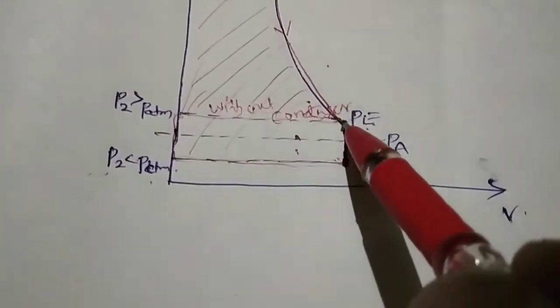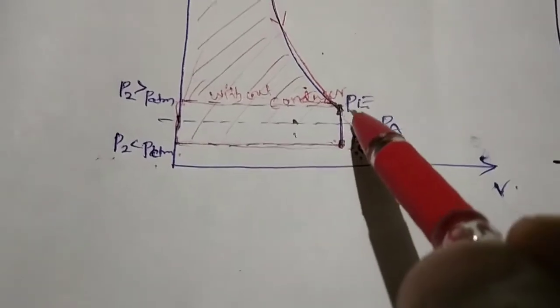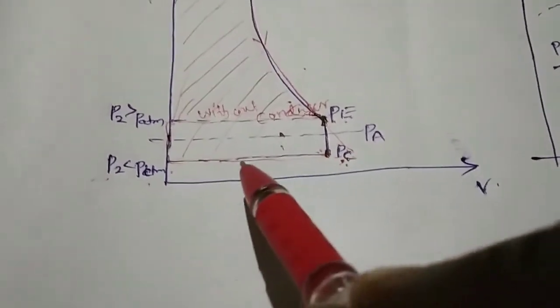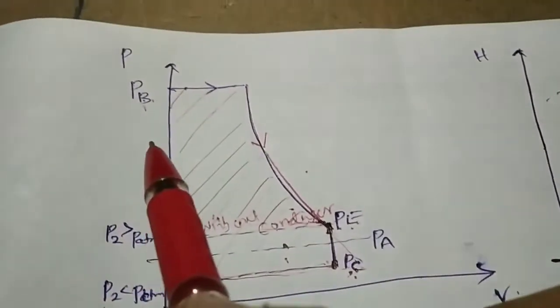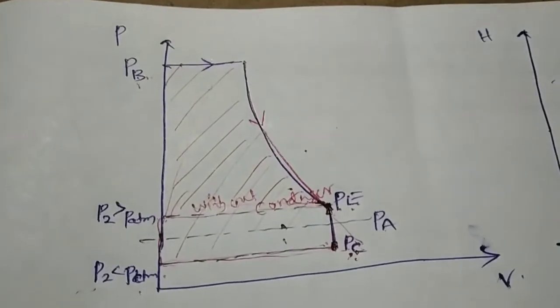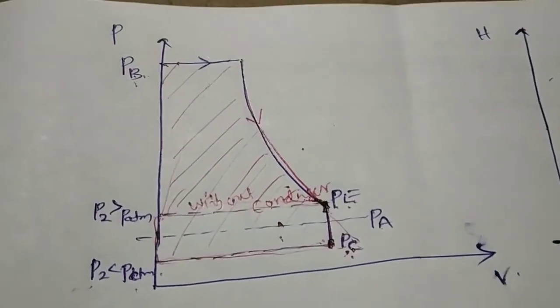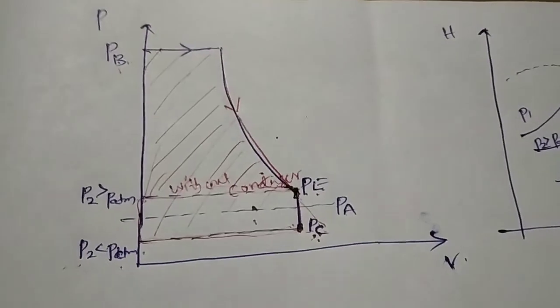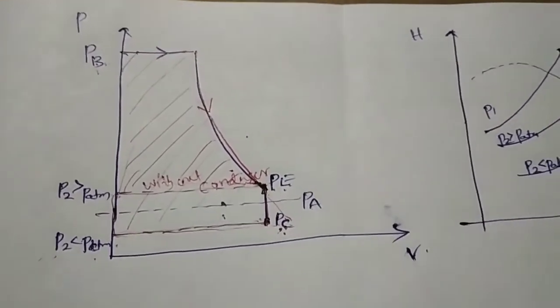Next, whatever heat and feed water is coming, we can use again as water to the boiler. That is, the feed water is used again in the boiler. This is what I have explained with the help of the PV diagram.